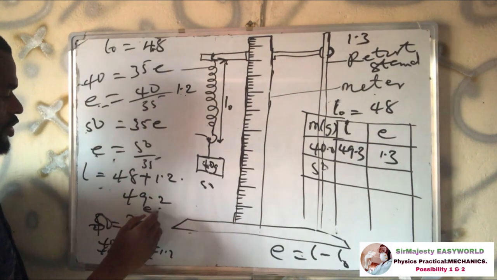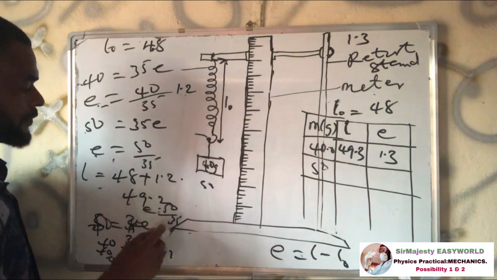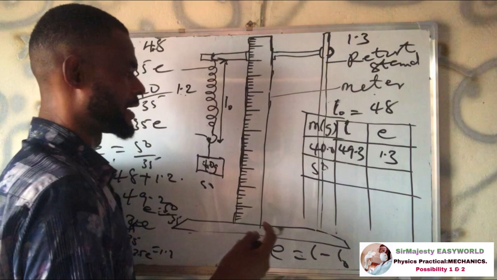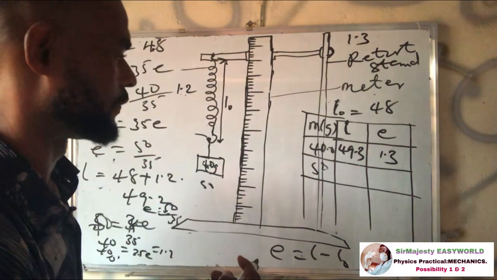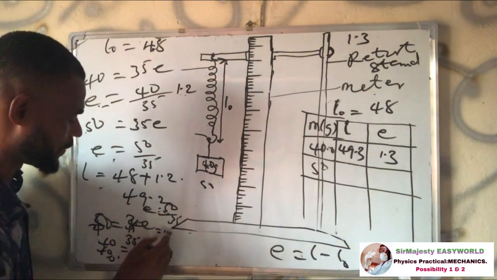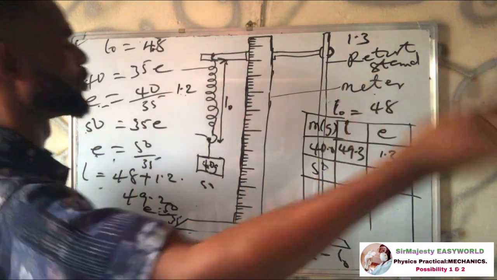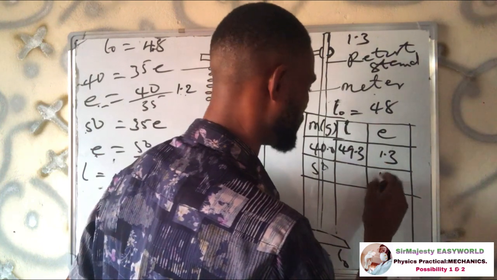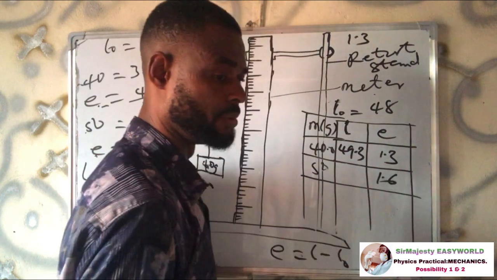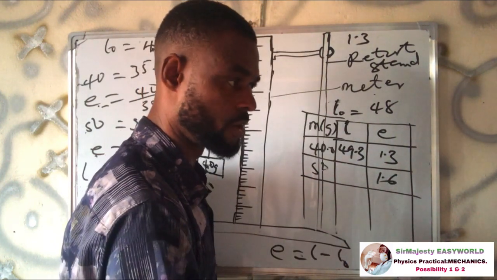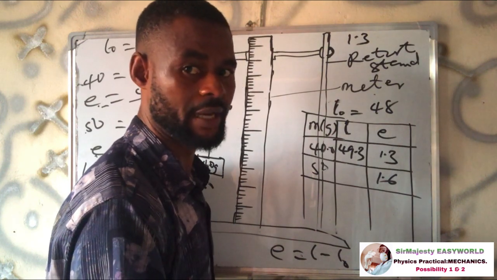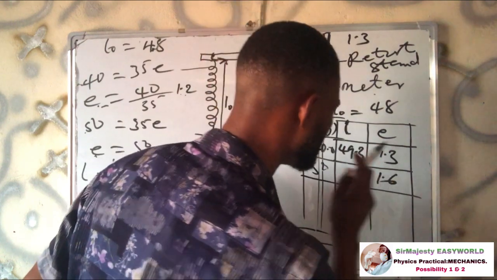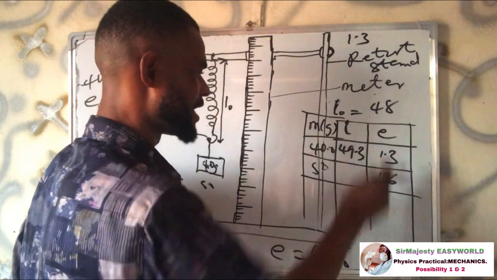Then extension now is equal to 50 over 35. Whatever I get, I write it here. If I get like 1.5, for instance, I can decide to say 1.6. You can follow our own table as you're going to see it there on our channel and see how we form our own. 1.6. This 1.6 now is my extension.